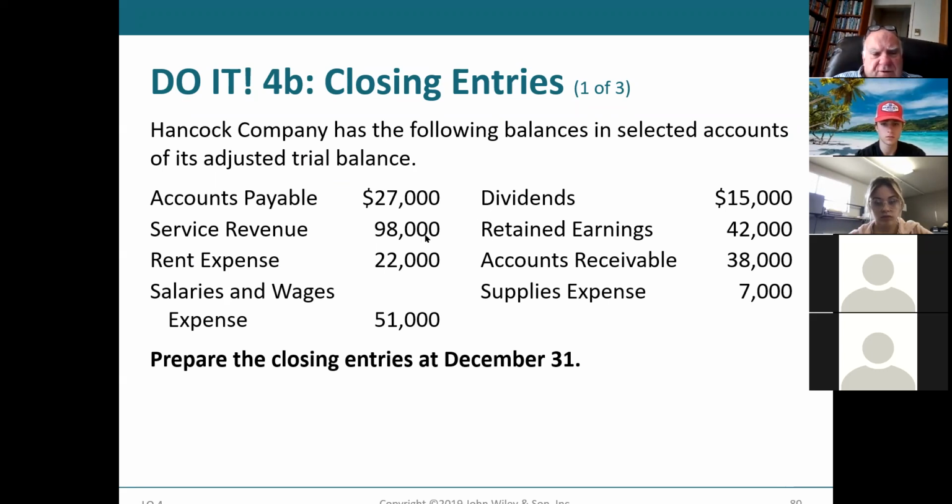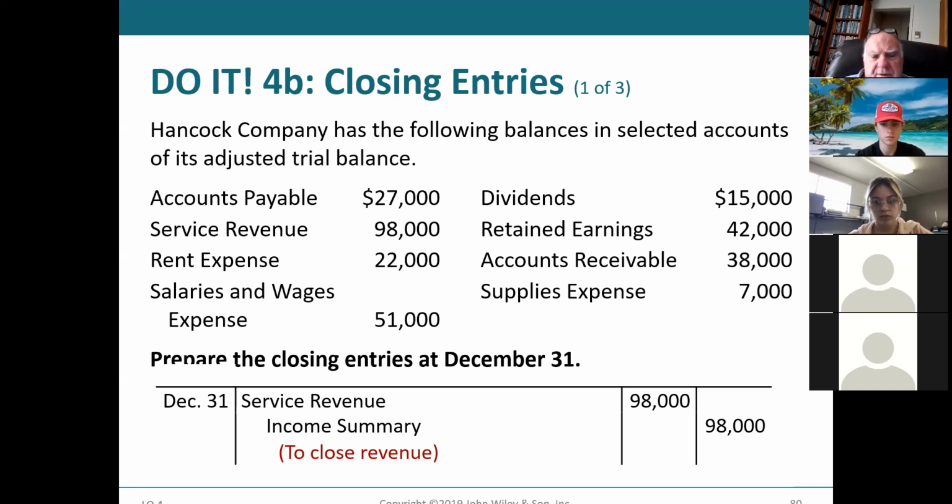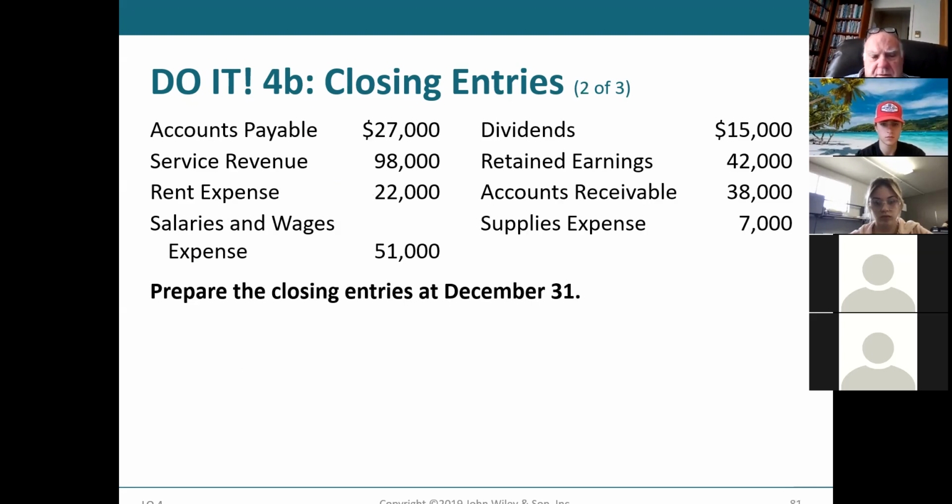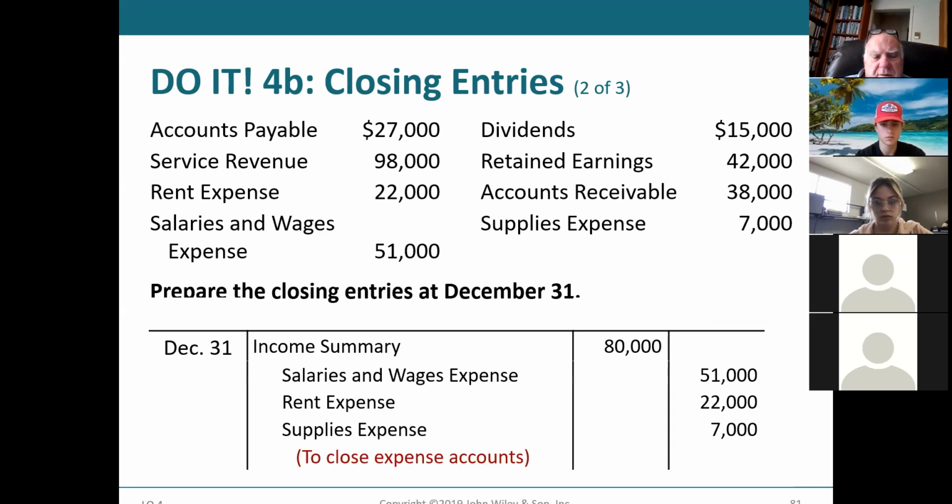So we're going to have to debit service revenue. We're going to have to credit rent, salaries, and supplies. Debit service revenue, $98,000. Credit the 3 expenses: salaries and wage expense, rent expense, 52, supplies expense. We're just about done with that.